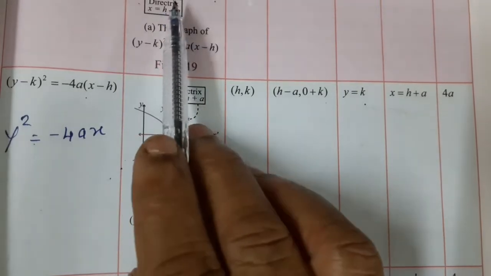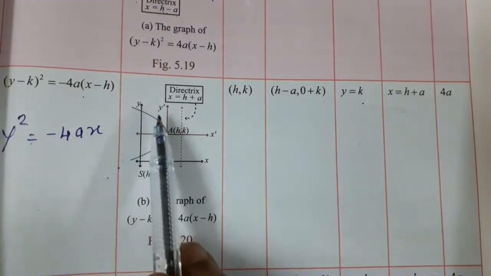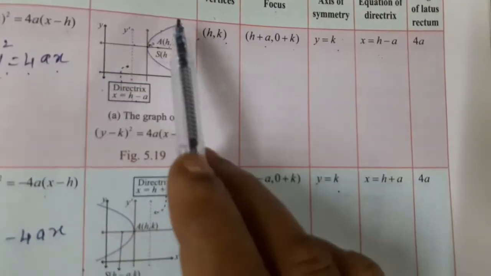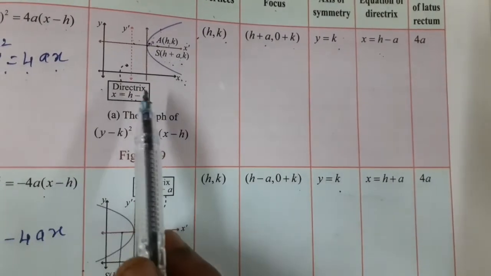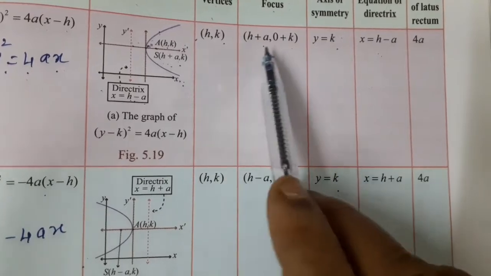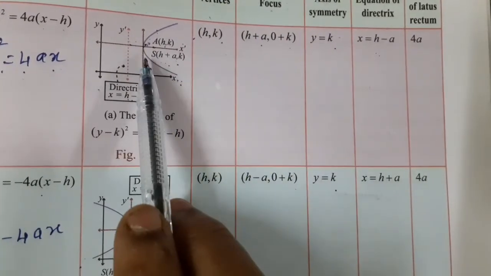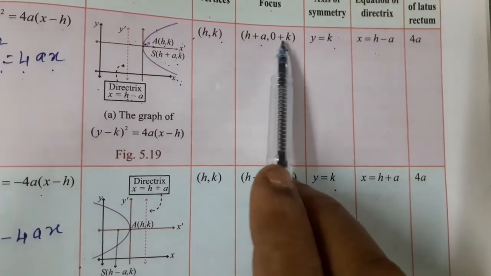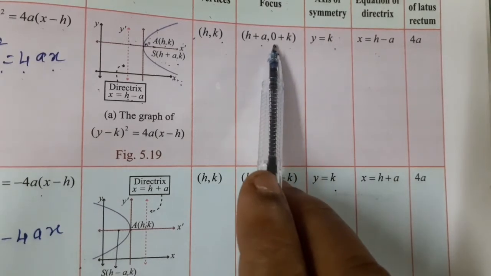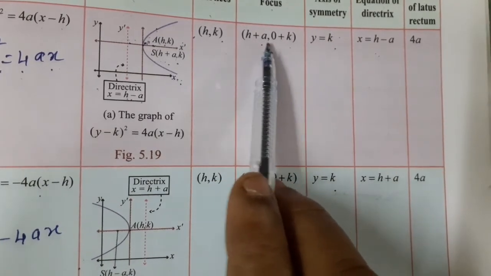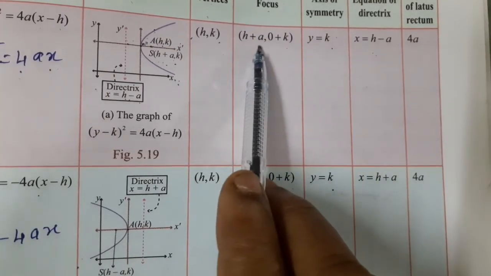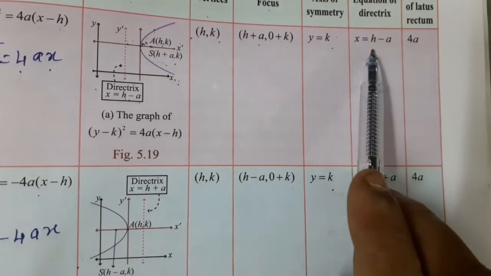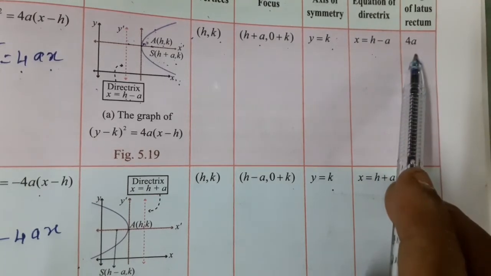Now, the first one is the rightward curve, and the second one is the leftward curve. For the rightward curve, the vertex is h, k. The focus S is h plus a, k, since there is no movement in the y direction. The directrix is x equal to h minus a, with the opposite sign. The latus rectum is 4a.